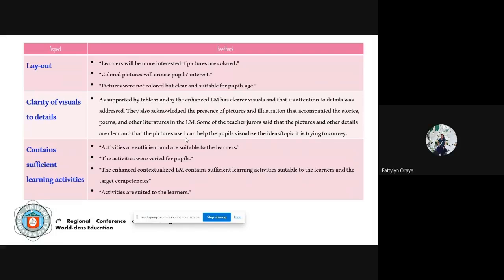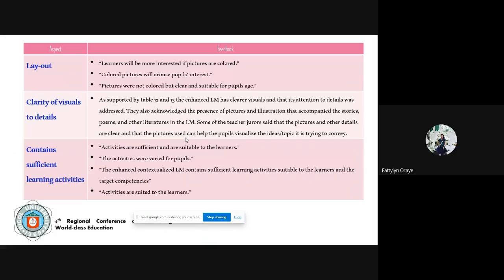Based on the results of the assessment, feedback from the teachers can also attest to the significant improvement of the proposed LM from the existing one. In terms of layout, according to them, learners will be more interested if pictures are colored. Colored pictures will arouse pupils' interest. Pictures were not colored but clear and suitable for pupils' age. The researcher opted for black and white for ease of production of the LM.